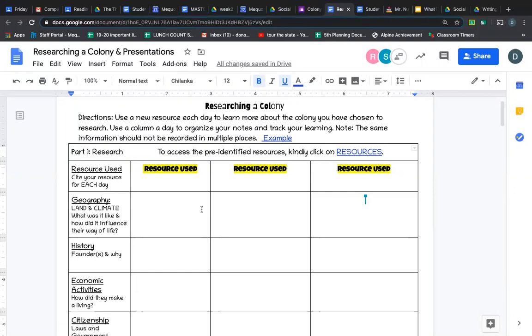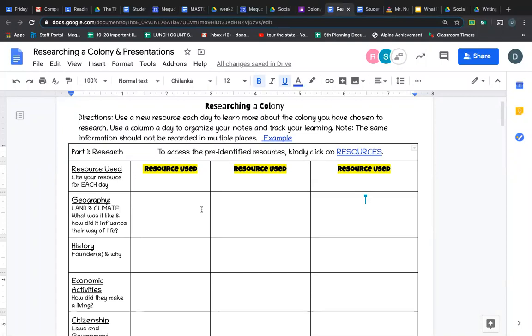I'm going to read to you the directions because sometimes we just don't read directions, but we will read them together. Here we go. You're going to use a new resource each day to learn more about the colony. It doesn't mean you have to do it each day. However, it means you need to have 3 resources. So maybe this is a week-long assignment, and maybe you want to do 1 resource a day.